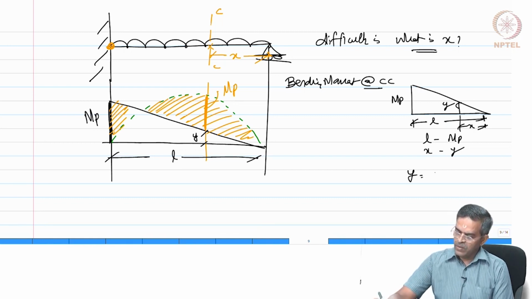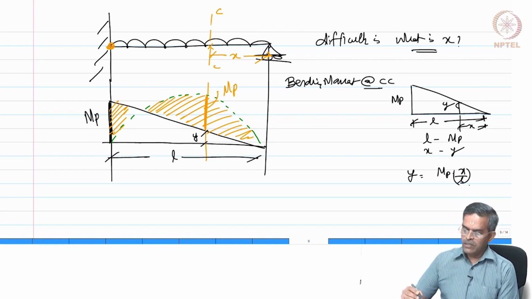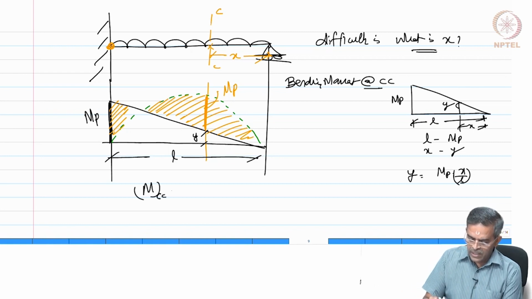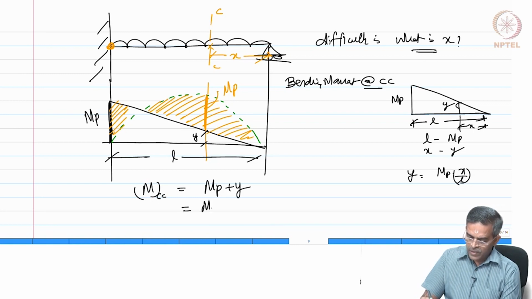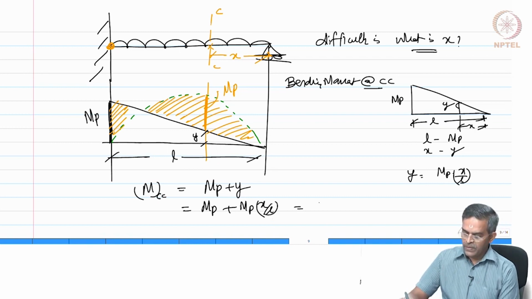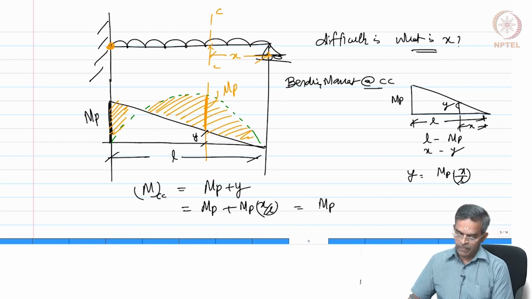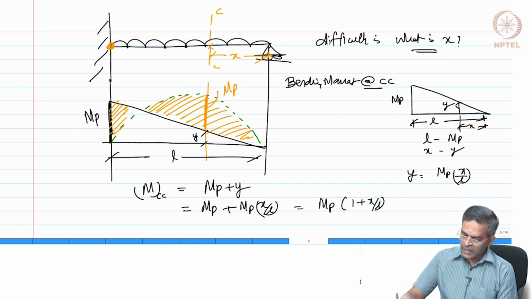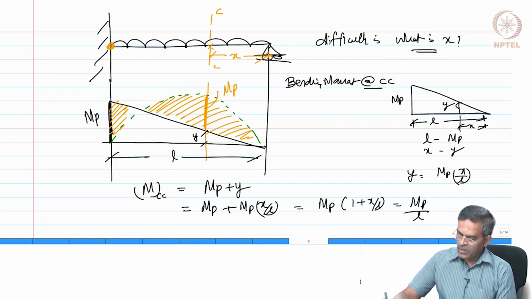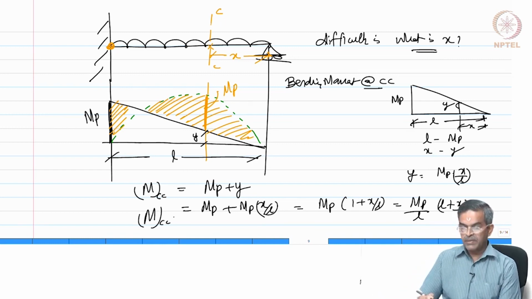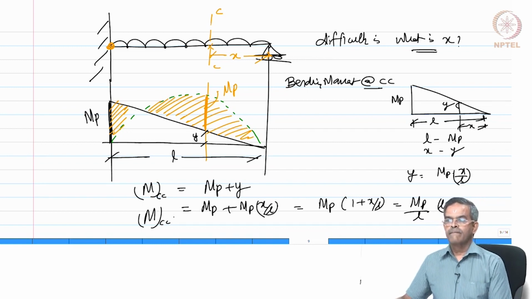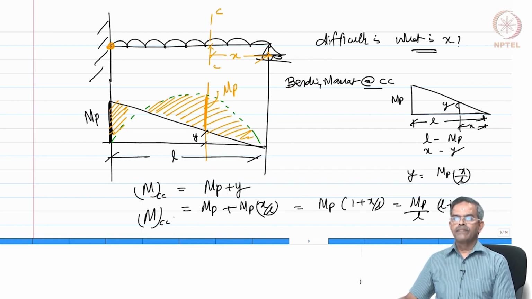So, Y will be actually equal to MP into X by L. So, the bending moment at a critical section CC will be equal to MP plus Y, which is MP plus MP times X by L, which is MP times (1 plus X by L), which is MP times (L plus X) by L. That is my bending moment at CC, am I right?